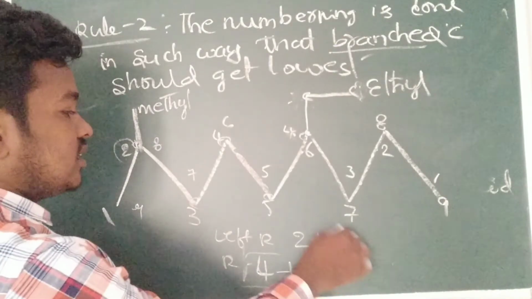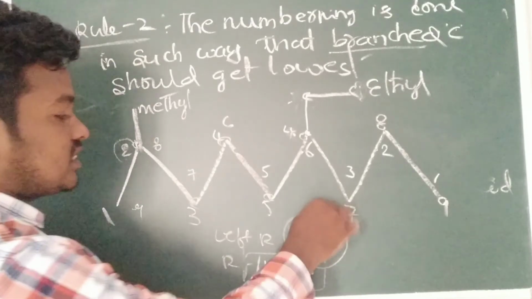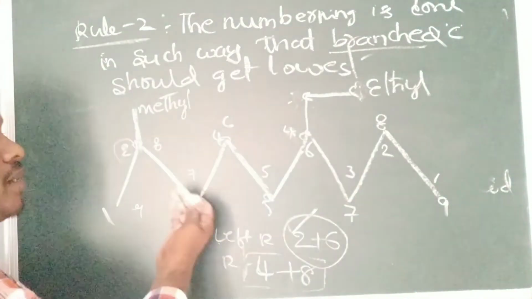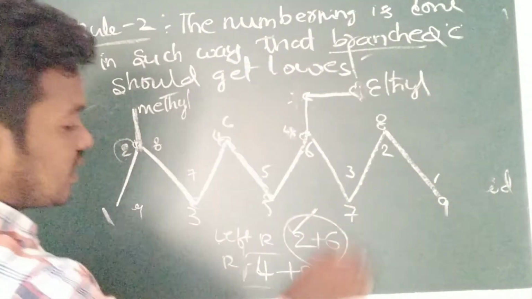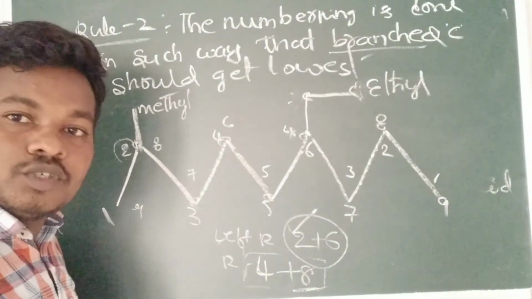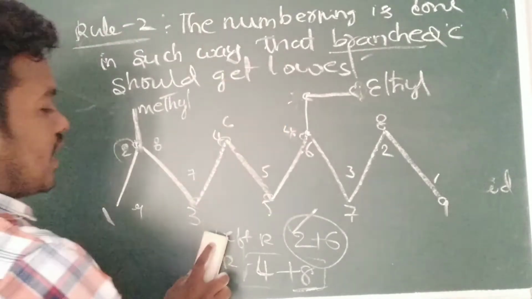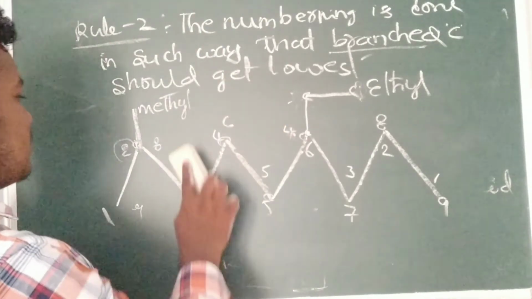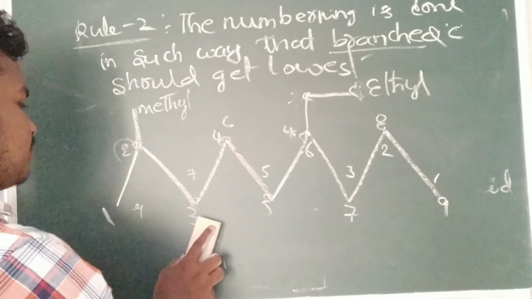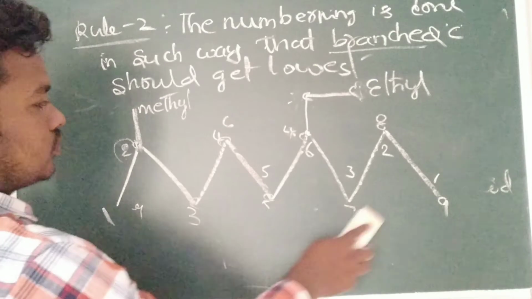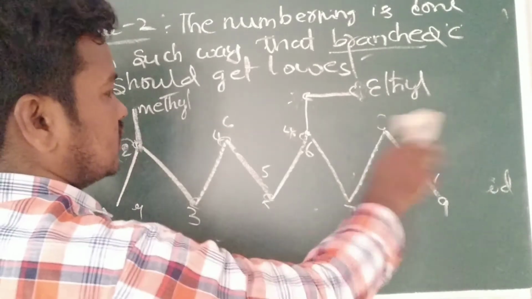So here, the methyl group is at the second position from left to right. If you number from the right side, it is automatically at the eighth position. So that's why left to right is correct. Whatever branched chains are there, they should get the least number.